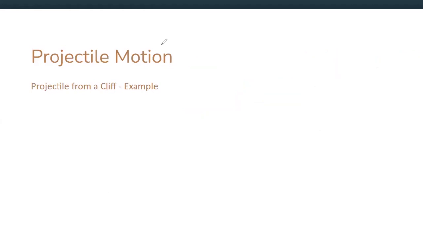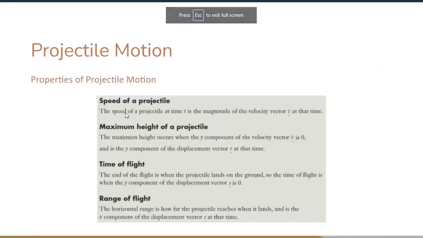So just a little bit of a summary of what I just mentioned. The speed of the projectile at time t is the magnitude of the velocity vector at that time. So if you want to find the speed at a specific time, you get the velocity vector and you find its magnitude, and then you substitute in that time. The maximum height of the projectile: the maximum height occurs when the y component of the velocity vector is 0, and it is the y component of the displacement vector at that time.